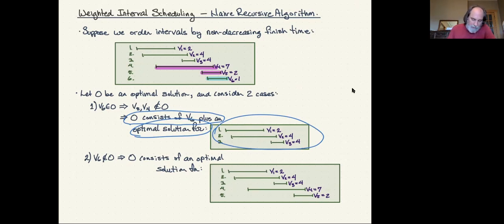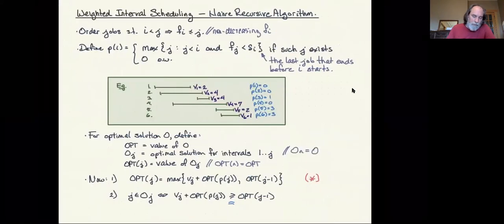On the other hand, if V6 is not in the optimal solution, then what? Well, then you just have to figure out what's an optimal solution for the set of intervals that's the same as the original but doesn't contain V6. Okay, so this kind of sets us up for a recurrence and a recursive algorithm, just like we saw with Fibonacci numbers.